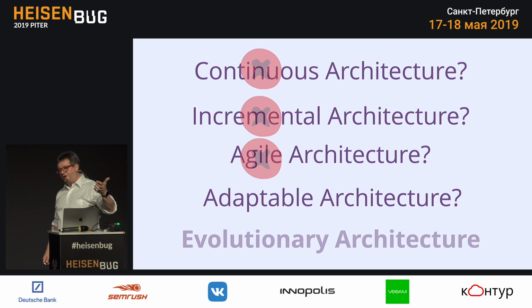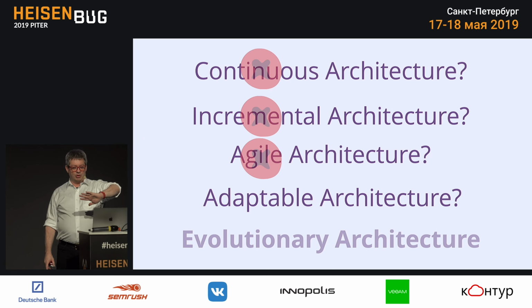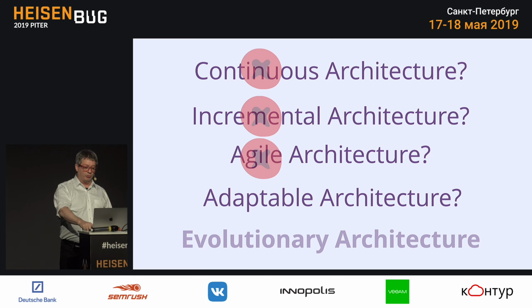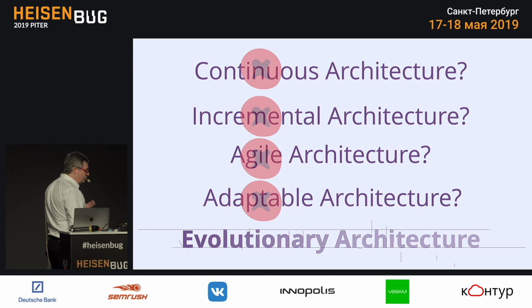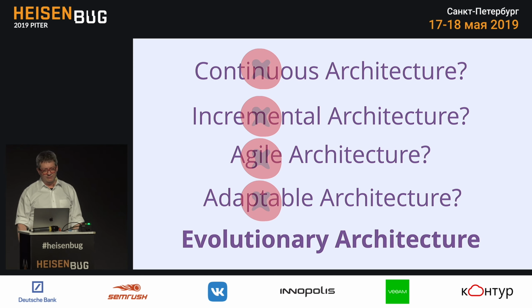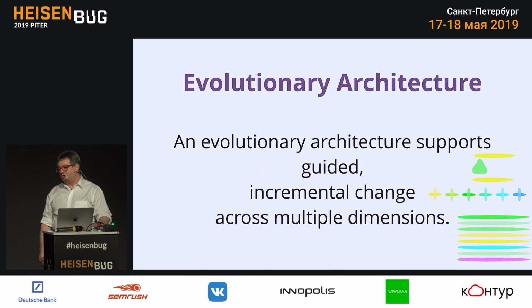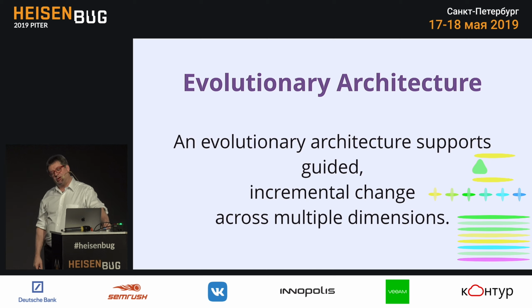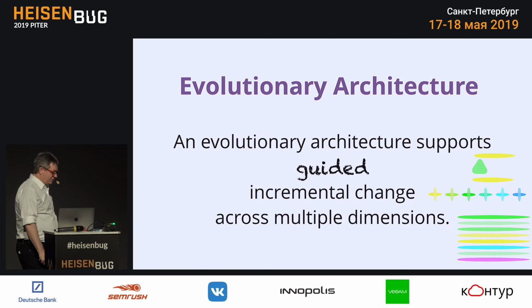We're talking about fundamental change. So we're not talking about using one web framework and then adding another one and still supporting the old one. We're talking about fundamentally changing those things over time, and evolutionary is a much better description for that. And so here's our definition. An evolutionary architecture supports guided incremental change across multiple dimensions. And I'll talk primarily this morning about the guided part of this, although I'll describe the entire definition. So let's talk about the guided part of evolutionary architecture.